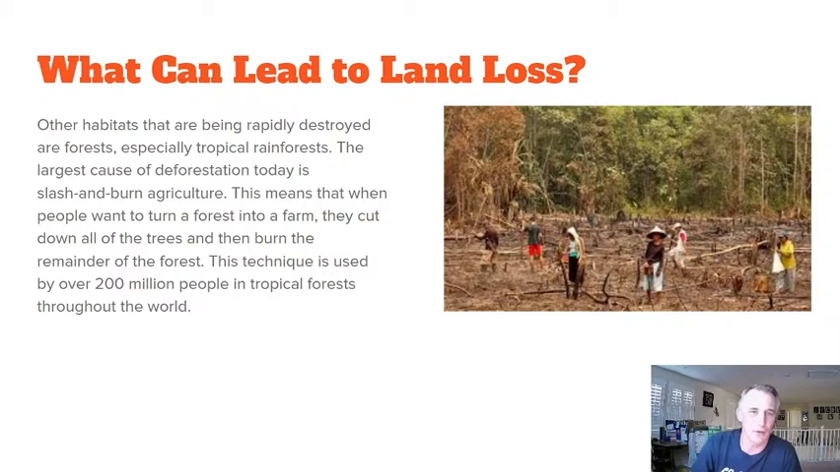Other habitats that are being rapidly destroyed are forests, especially the tropical forests. And one of the biggest problems is something called slash and burn agriculture. This is when people turn the forest into a farm. They cut down all the trees and then they burn it. Then the carbon compounds from the wood that they burn get added to the soil. And it sounds great. You go, oh, we've got nutrients in the soil now. And it does make the soil rather fertile, but only for a short period of time, right? And this technique is used by over 200 million people.